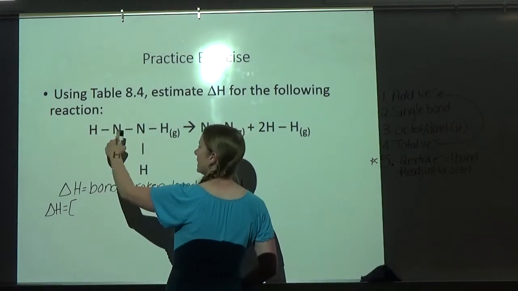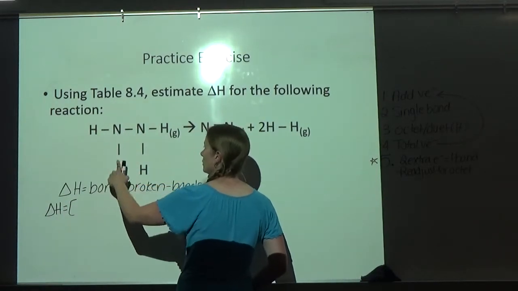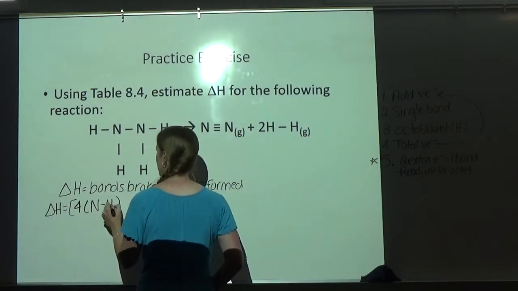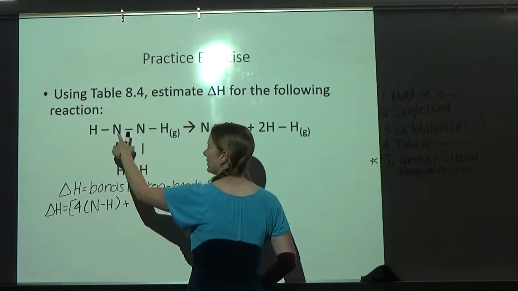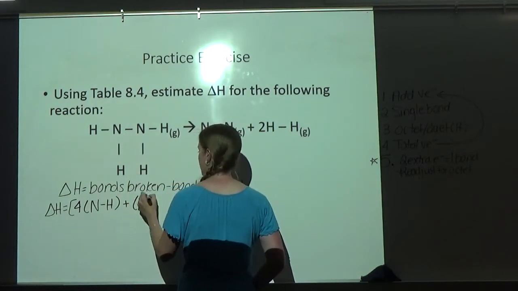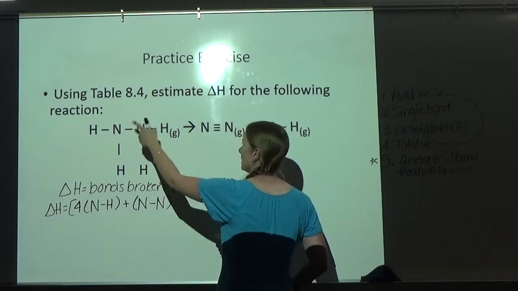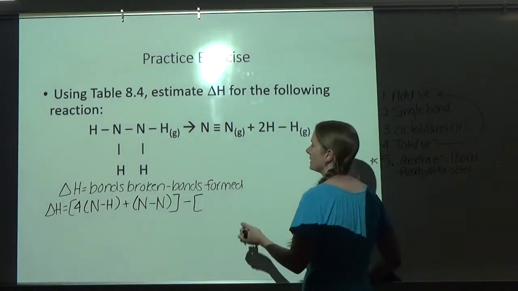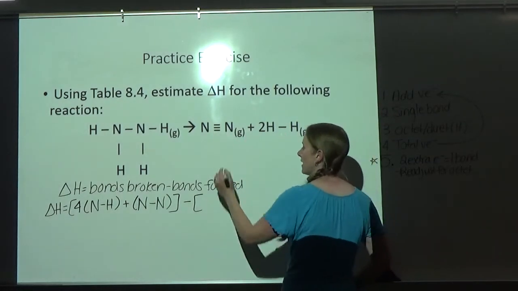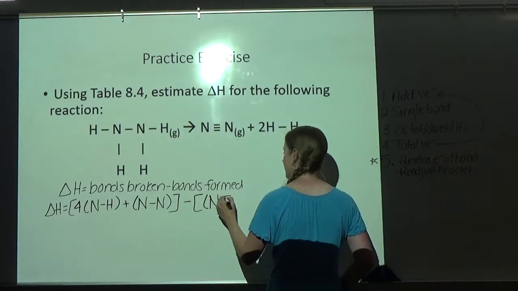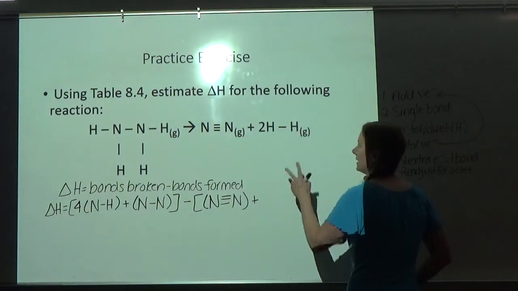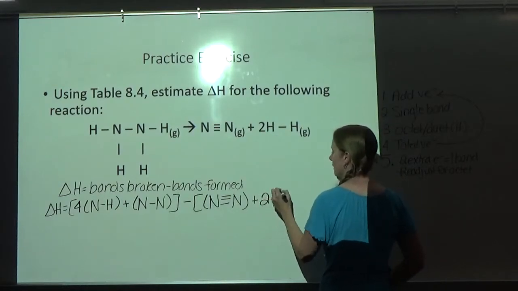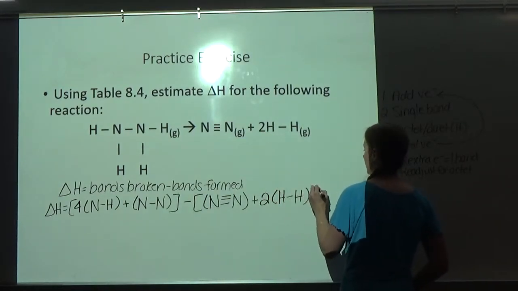So I can see over here I have an NH bond, but I actually have 1, 2, 3, 4 NH bonds. So I'm going to do 4 times an NH bond. Then I also have an NN single bond. So I'm going to do an NN single bond, and that's everything I'm breaking. Then I'm going to subtract my bonds that are formed. So here I have an NN triple bond. And here I have an HH bond, but I have 2 of them, because see how there's the 2 right there? So 2 HH bonds.